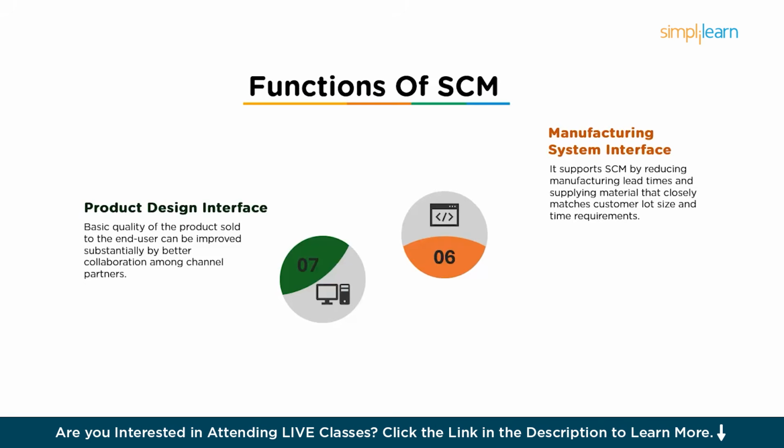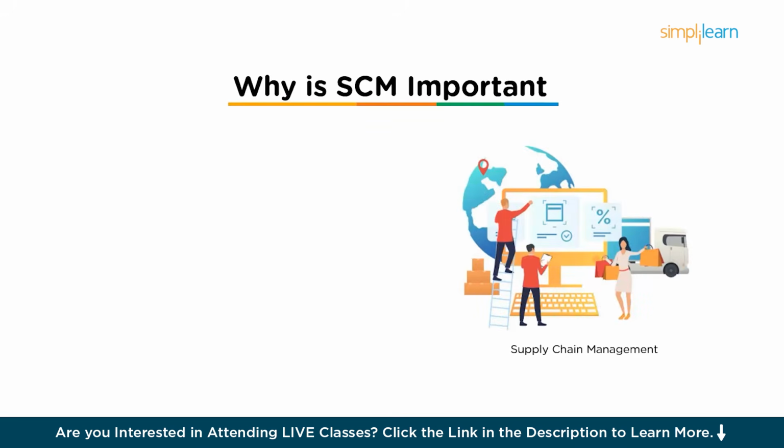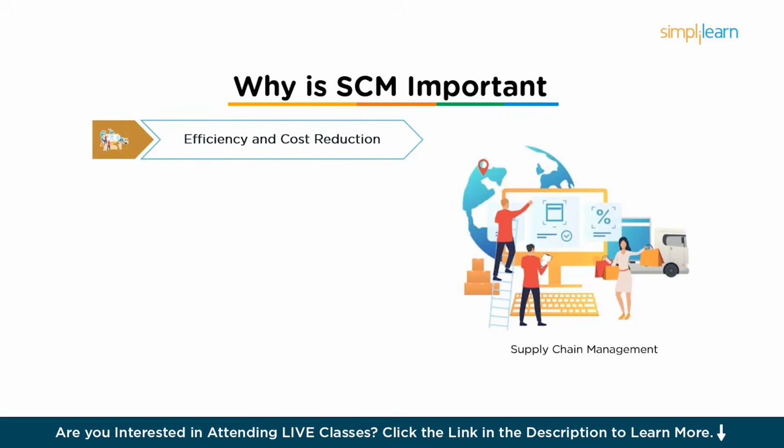So after seeing the functions of supply chain management, let's understand why supply chain management is important. Supply chain management is crucial for several reasons. The first one is efficiency and cost reduction. By optimizing the supply chain, organizations can reduce waste and lower costs. SCM helps streamline operations, reduce redundancies, and improve the use of resources.